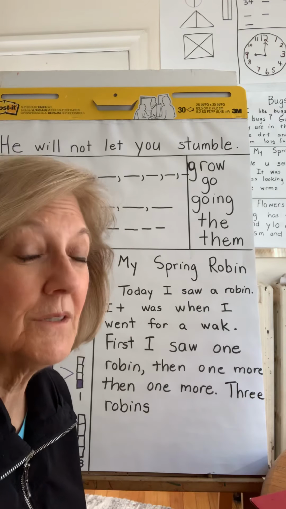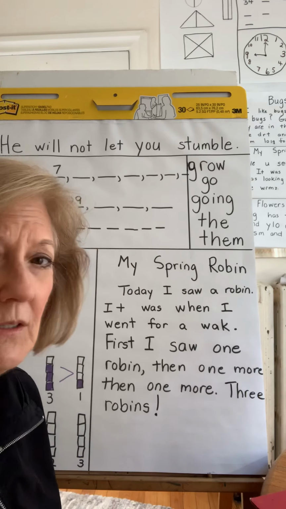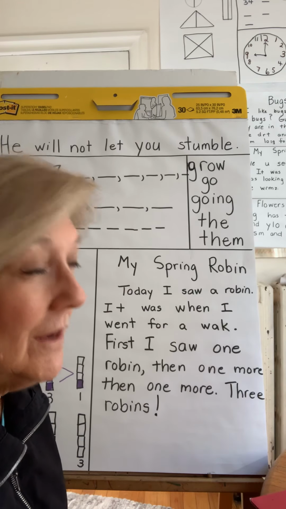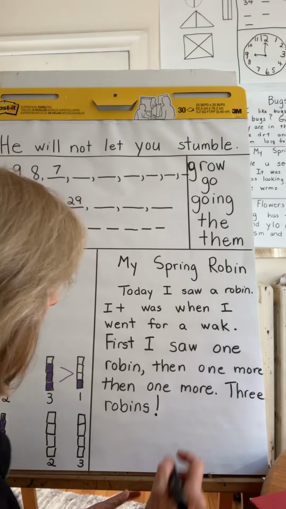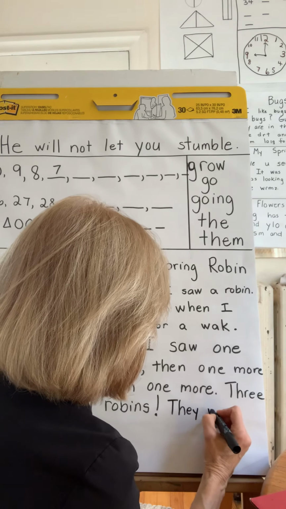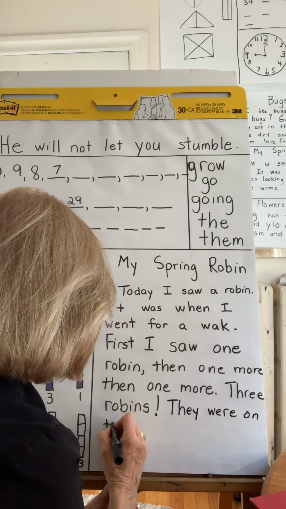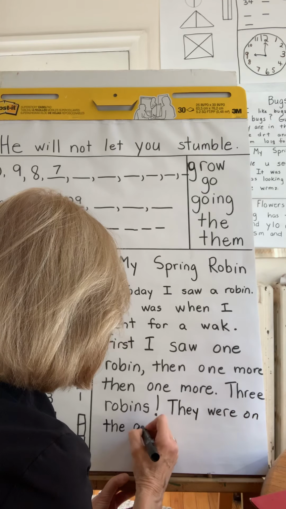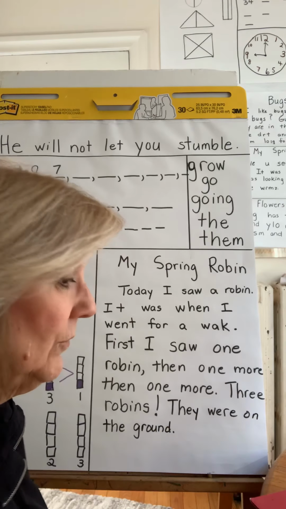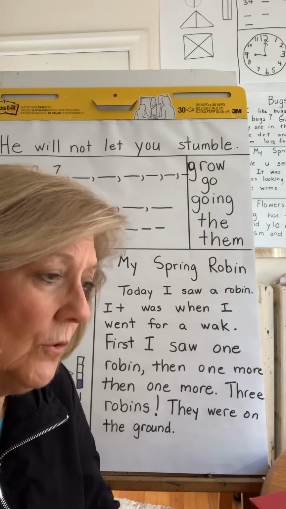Now, you know what? That was really exciting for me. So I'm going to make an excitement mark, an exclamation point. 3 robins! And you know where they were? They were on the ground looking for food. So I'm going to say that they were on the ground. They were on the ground. No, I'm not done, am I? But I got a good start. So you get a good start.